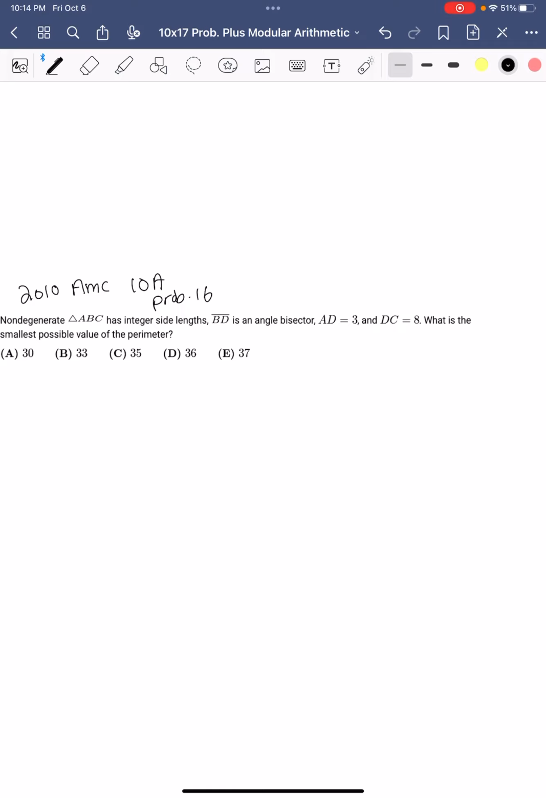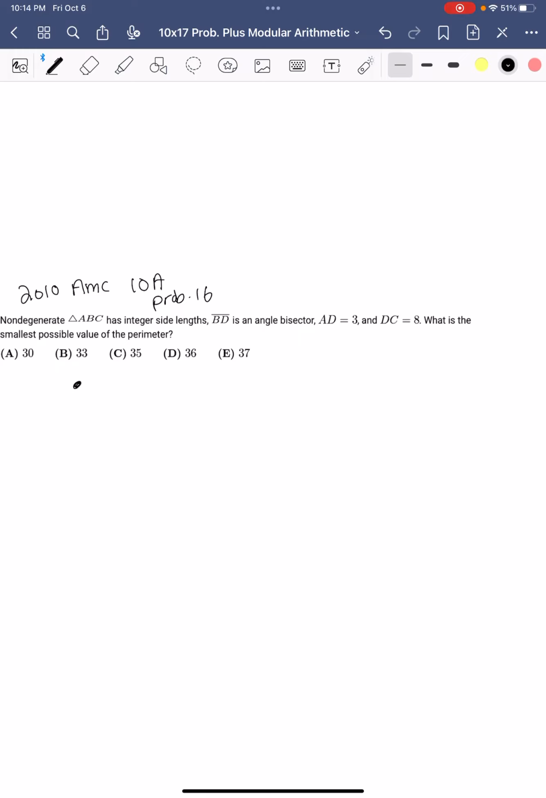Alright, today we're solving the 2010 AMC 10A problem 16. Non-degenerate triangle ABC has integer side lengths. BD is an angle bisector. AD equals 3 and DC equals 8. What is the smallest possible value of the perimeter?